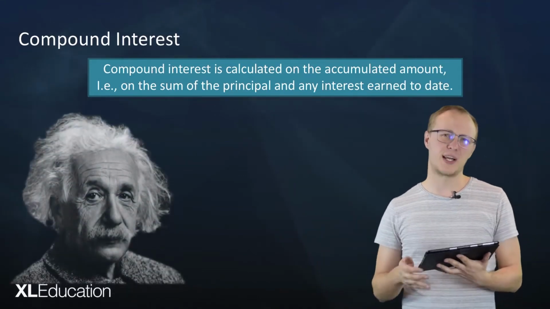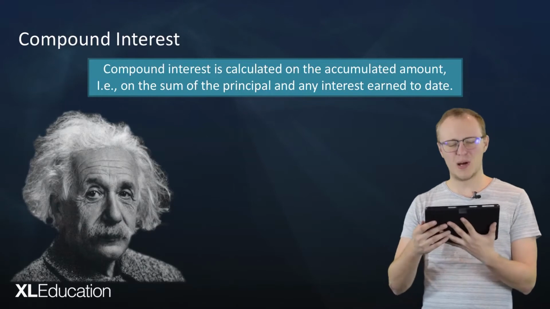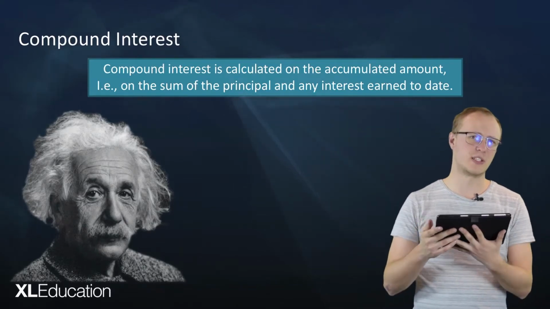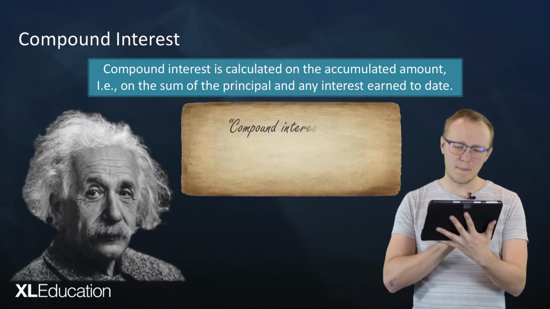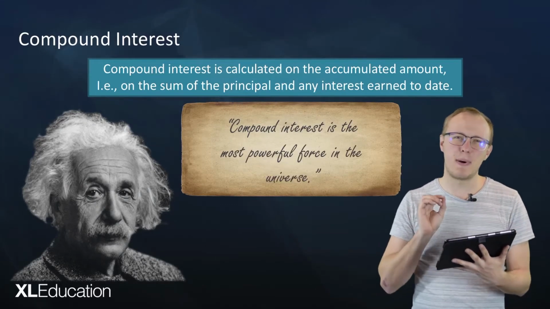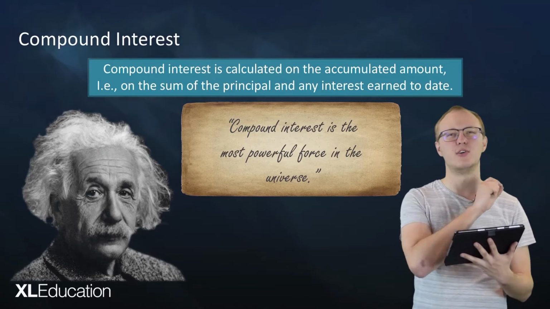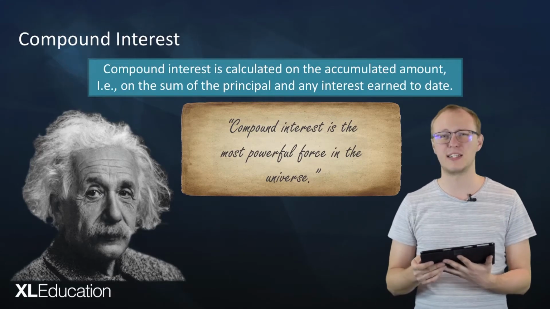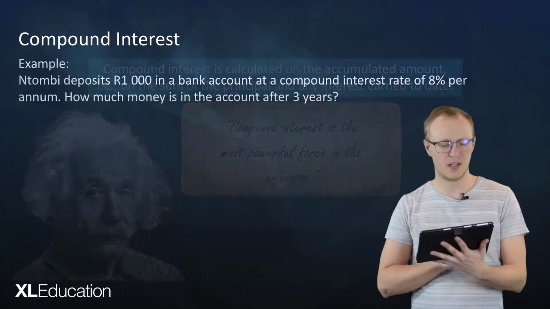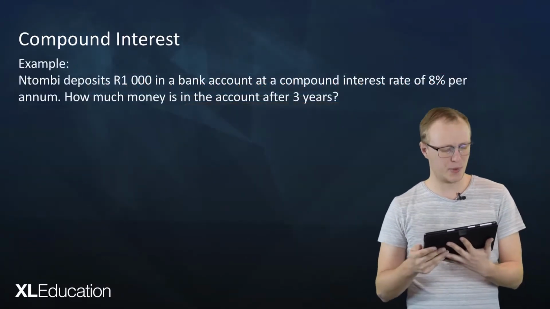So if you recognize that guy over there, you might know that he is Albert Einstein. And he once said, compound interest is the most powerful force in the universe. And if Einstein says something, well, I'd take it seriously if I were you. So let's look at an example.